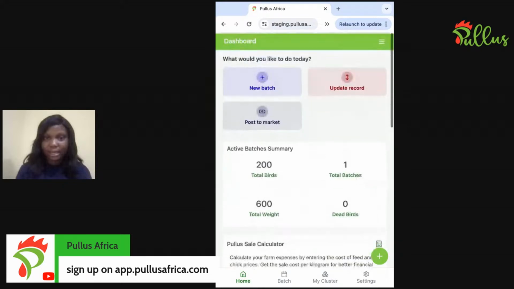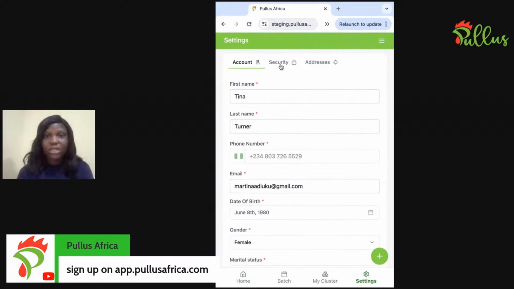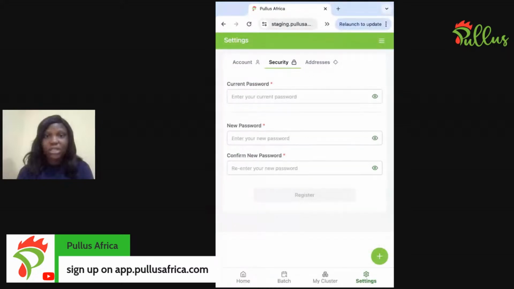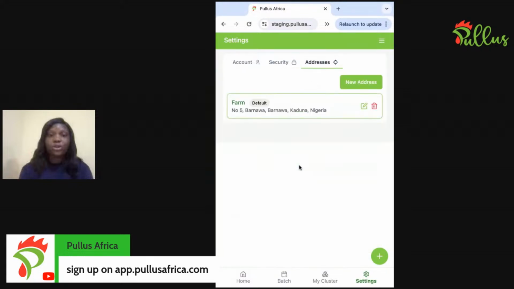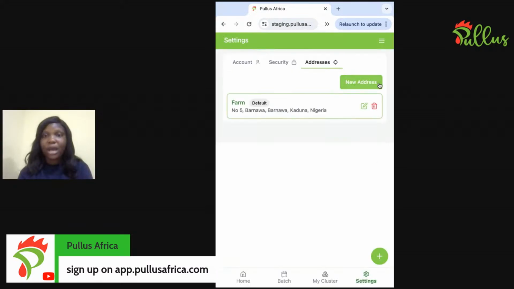Before I end, let's go back to settings so I can show you something that's really nice. You can update your password whenever you want to. You can add multiple addresses. So now we have this address. You can add as many addresses as you want, and all you just need to do is to assign it to whether home, farm, or office. And you can assign whichever of the addresses you have as your default address.